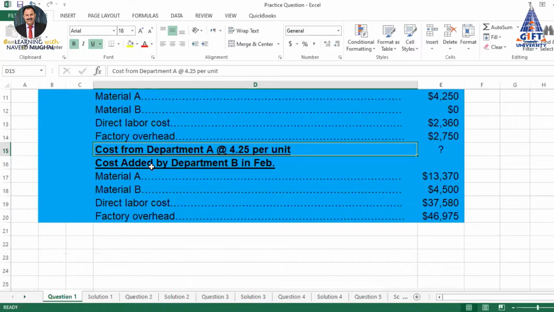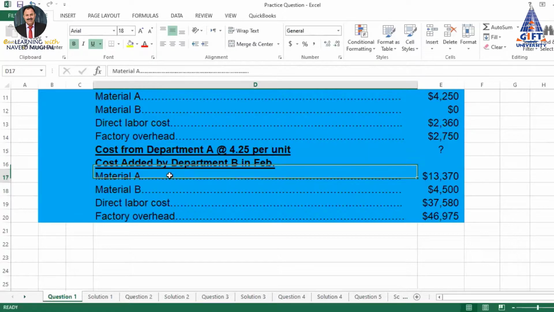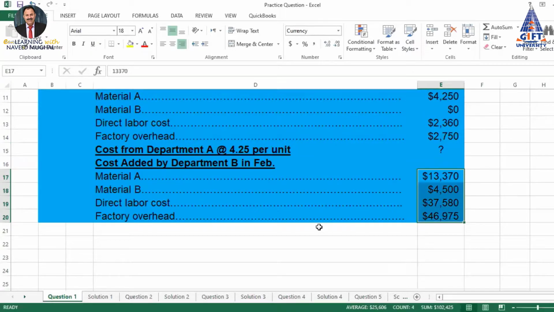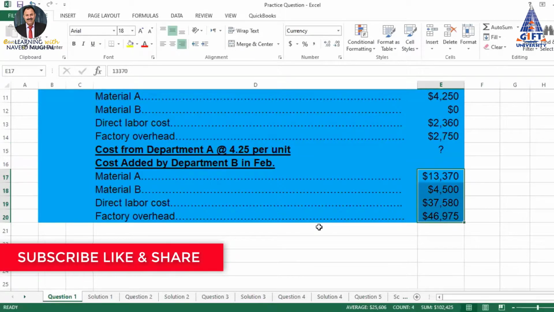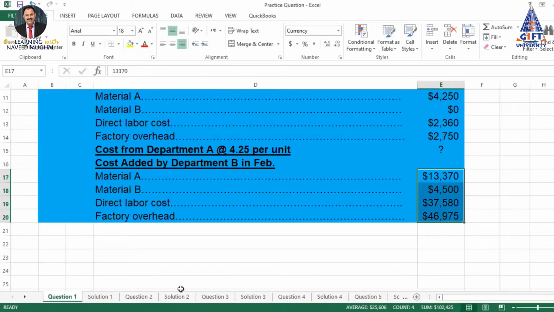The next costs are added by Department B in February. Department B has added material A, material B, direct labor cost, and factory overhead cost in the month of February. These are the amounts of those costs added in the month of February by Department B. By using this information, we will calculate all these costs and prepare a cost of production report.